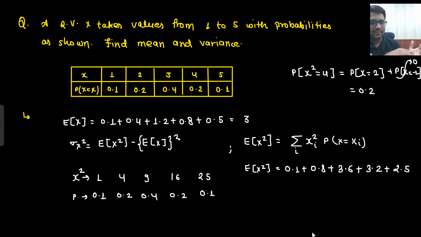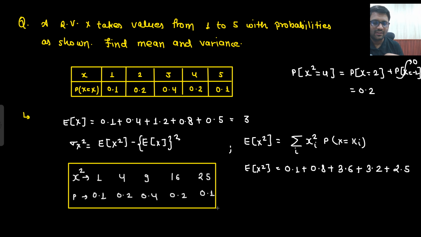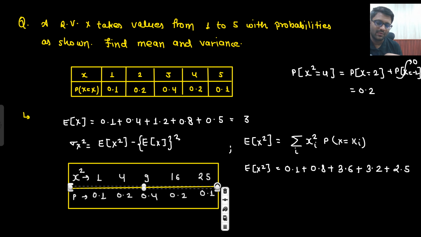Right? Well and good. So you will not have to make this table again and again. Without even making this table again and again, you will be able to tell the answer. Say yes or no. Okay. So what are you getting? 0.1, 0.8, 3.6, 3.2, 2.5. Let me do the calculation again. Yeah, the expectation of x square is coming out to be 10.2.